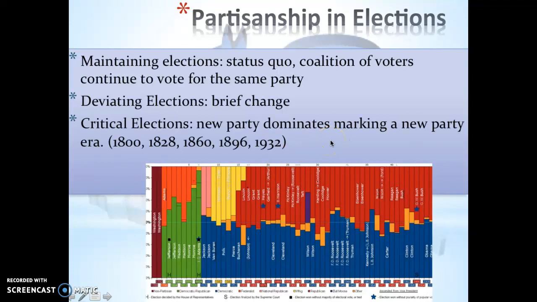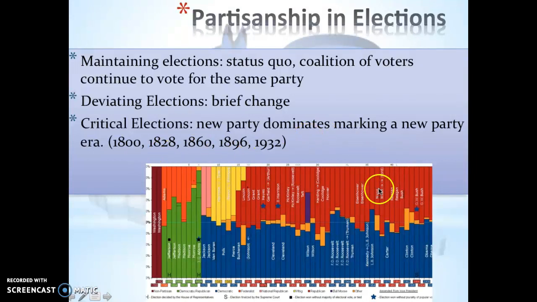Right. Whenever we mark a period of party realignment, remember realignment is when the party is able to gain a new coalition of support based off of the promises that they've made. So they can actually switch voters from one political party to another. Generally, that's going to be marked by critical elections. So critical elections we're going to look at in the next couple of slides: 1800, 1828, 1860, 1896, and 1932.